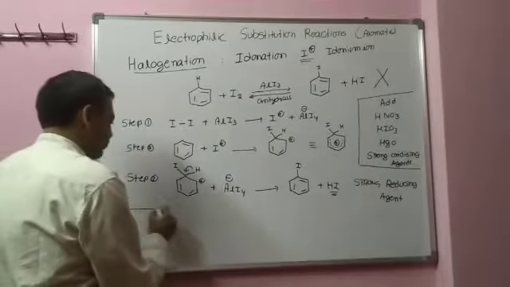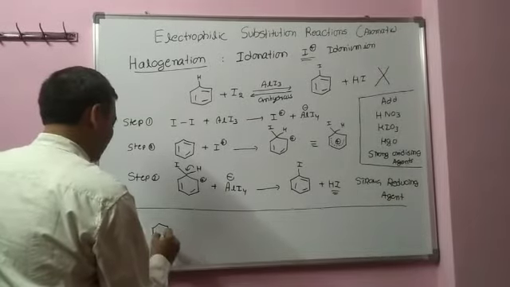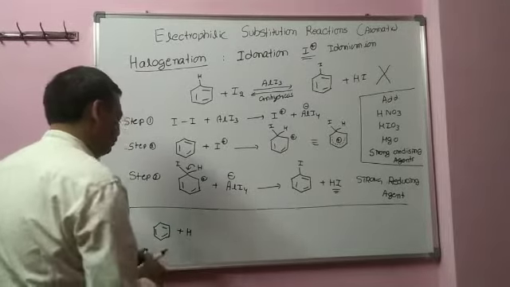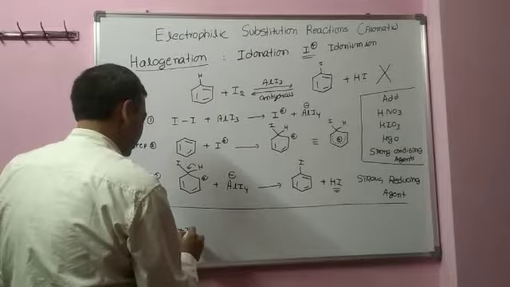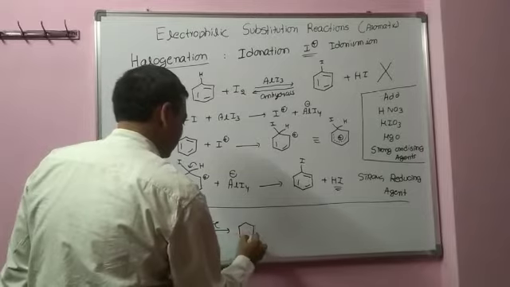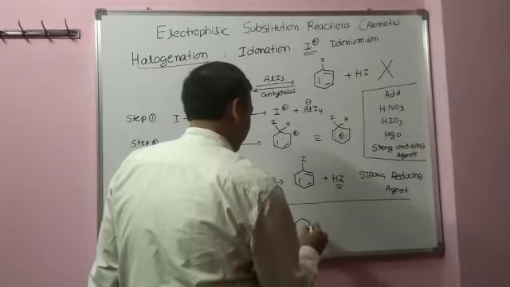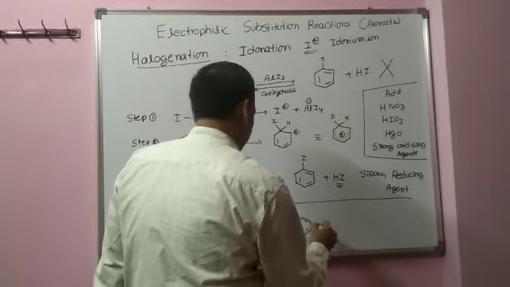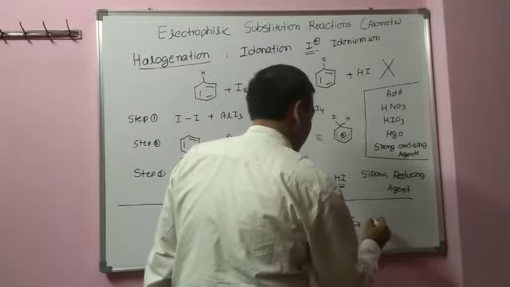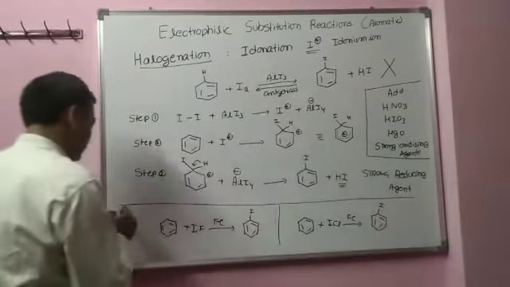Alternatively, iodobenzene can also be prepared when benzene reacts with IF in presence of iron catalyst. This is the alternative route for the preparation of iodobenzene. Or when benzene reacts with iodine chloride in presence of iron catalyst, we will get iodobenzene. These are the alternative methods.